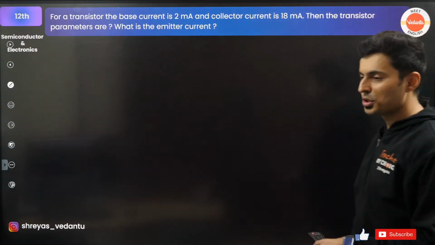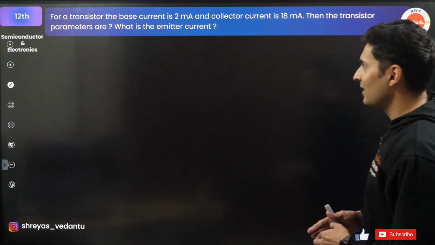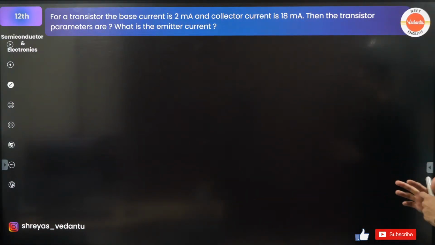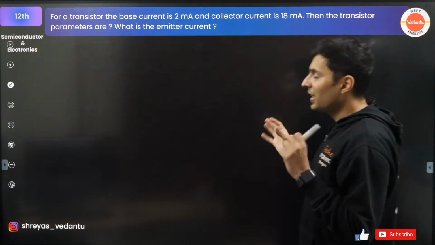Moving on to another question coming up on your screen, guys. For a transistor, the base current is 2 milliamperes. Collector current is 18 milliamperes. The parameters are alpha, beta. And what is the emitter current?